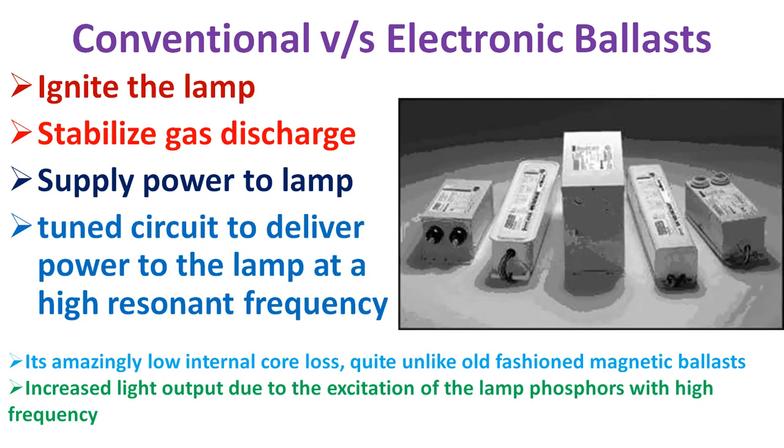The high frequency ballast overcomes the above drawbacks. The basic functions of electronic ballasts are to ignite the lamp, to stabilize the gas discharge, and to supply power to the lamp. The electronic ballasts, as we are seeing in the figures, make use of modern power semiconductor devices for their operation.